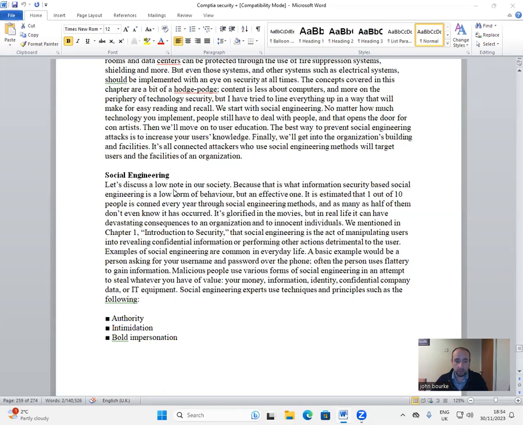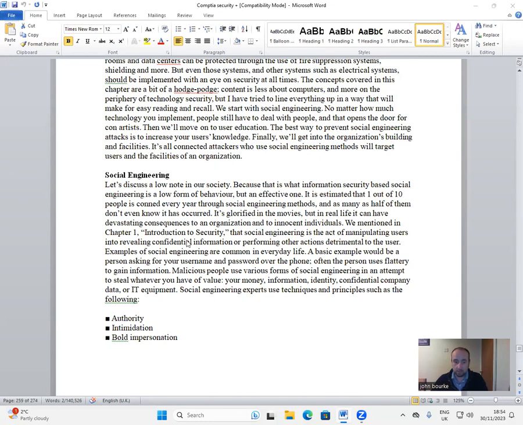Social engineering. Let's discuss it, a low note in our society, because that is what information security based social engineering is: a low form of behavior, but an effective one. It is estimated that 1 out of 10 people is conned every year through social engineering methods, and as many as half of them don't even know it has occurred. It's glorified in the movies, but in real life, it can have devastating consequences to organizations and to innocent individuals.